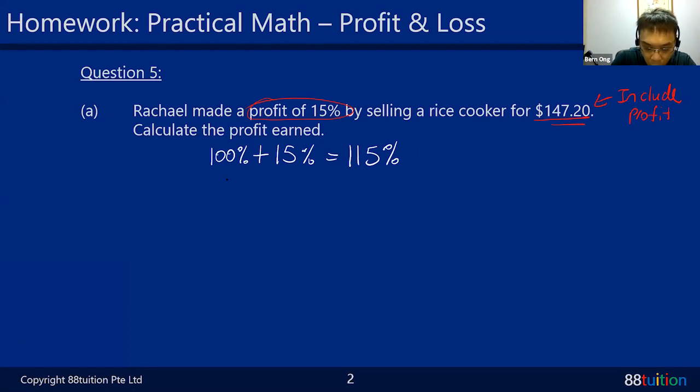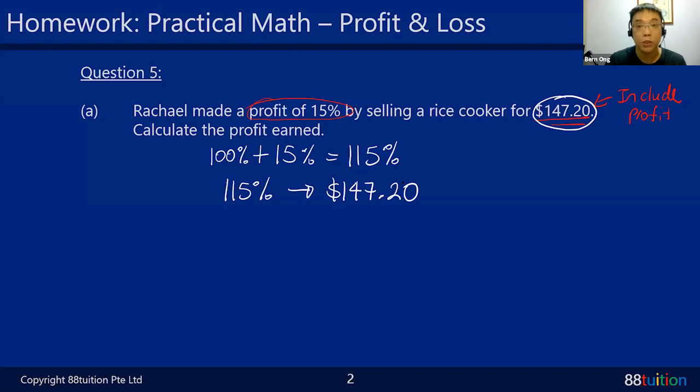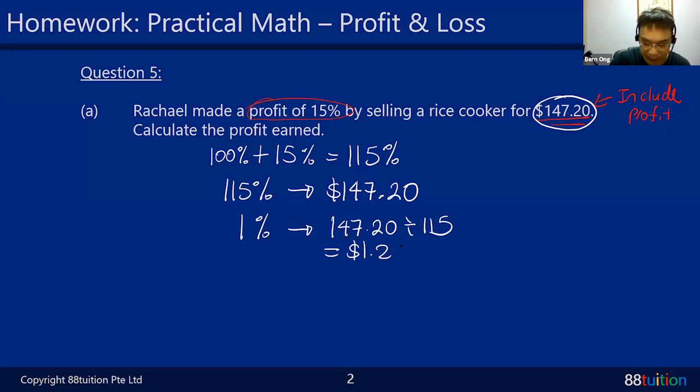So 115% is what you're selling it at, and you sold it at $147.20. Aren't these two numbers the same? Yes, they are the same. So you have to compare the percentage to the dollar. This is like primary school math, I know. So always look for 1% first. So 115, how do you get to 1? You take 147.20, divide by 115. Press your calculator, you should get $1.28.